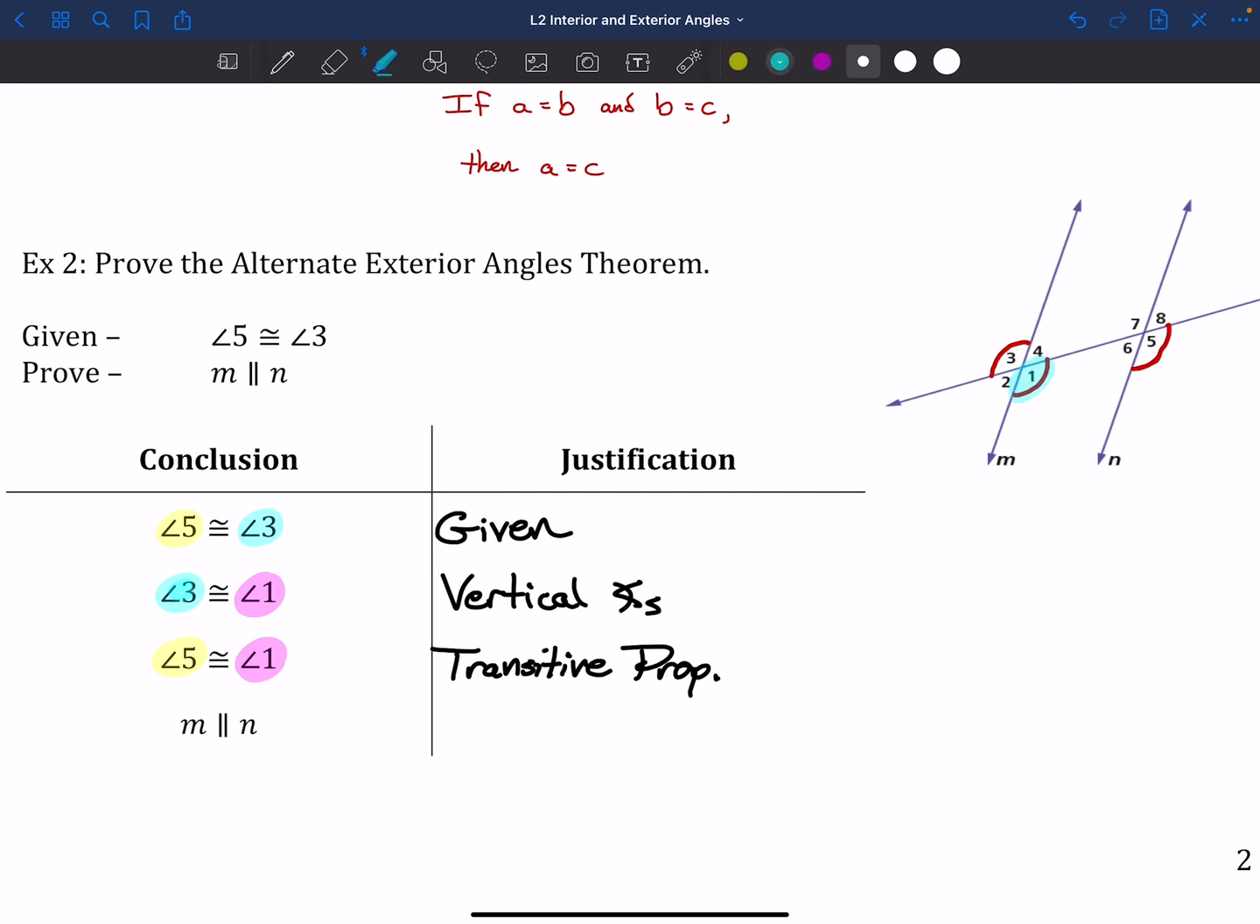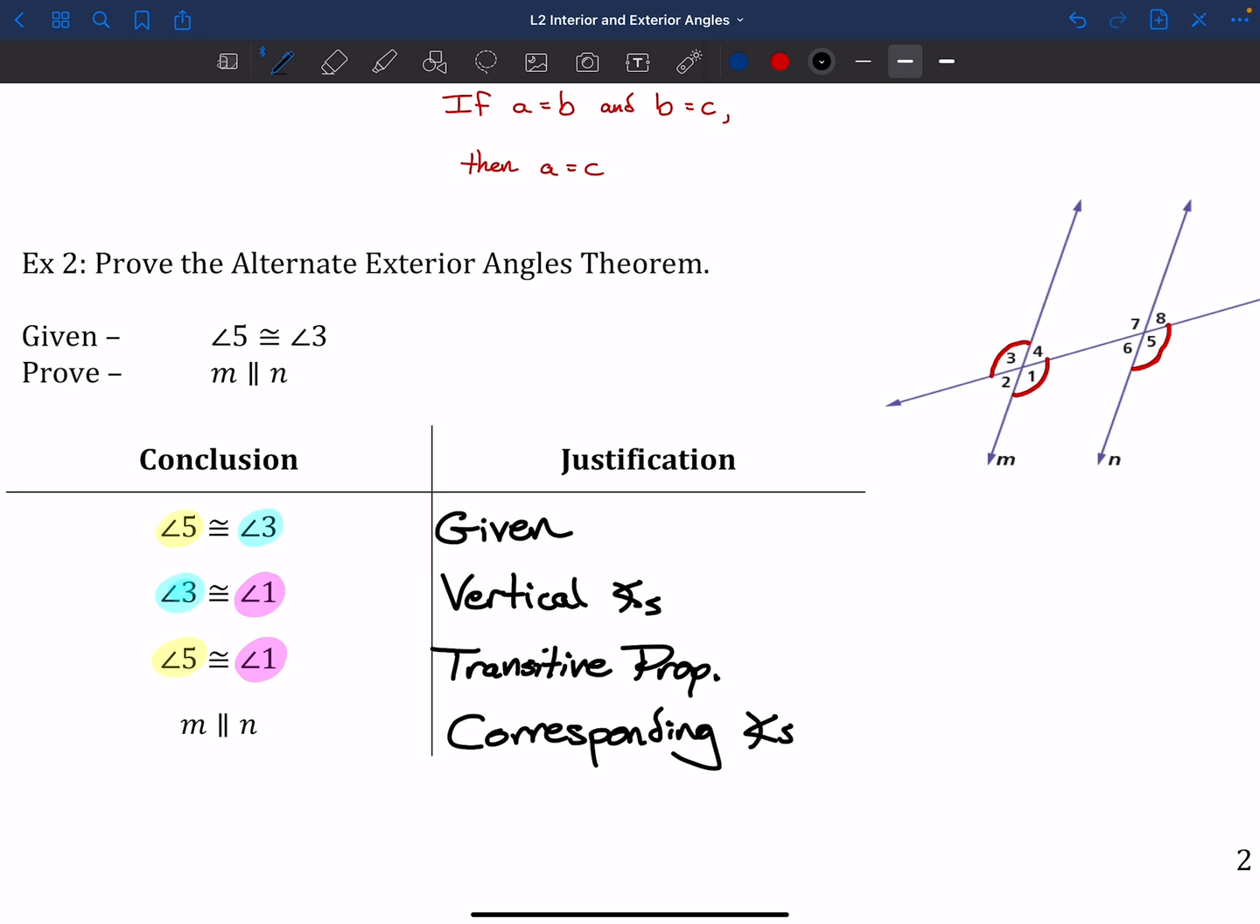So let's take a look at what 5 and 1 look like on the diagram. 5 and 1 look like that, with the highlighted ones there. And if I'm trying to think about what the relationship is between them, they are corresponding with each other. And if they're corresponding and have the same measure, then that means that the lines have to be parallel. That's something we talked about last lesson: if you have corresponding angles that are the same, then the lines are parallel.